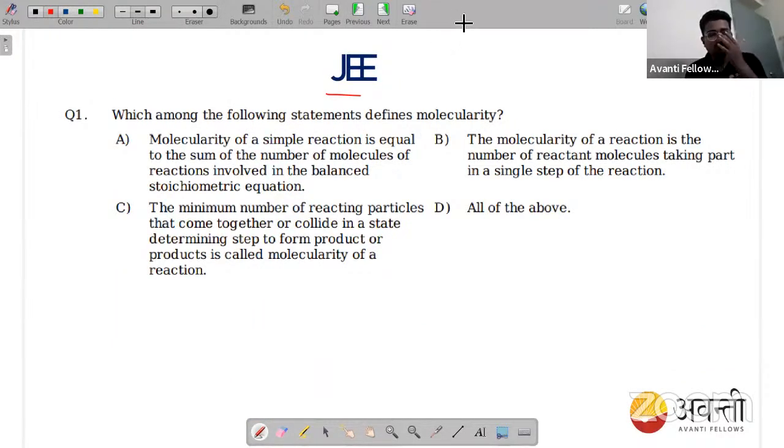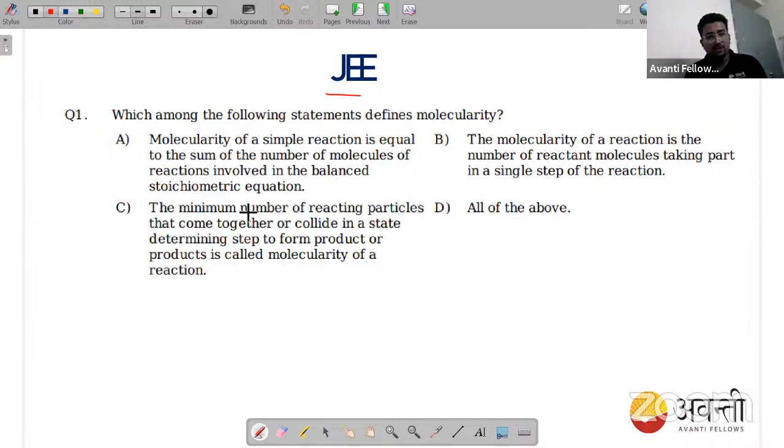In the JEE paper, question number 1 says, which among the following statements defines molecularity? I hope all of you are aware of what is molecularity and what is order of reaction. So we all know what molecularity is. It is the number of reactant molecules participating, colliding with each other to form product. That is the molecularity of a reaction. Now we have to read all four options, then we will decide which is the correct answer.